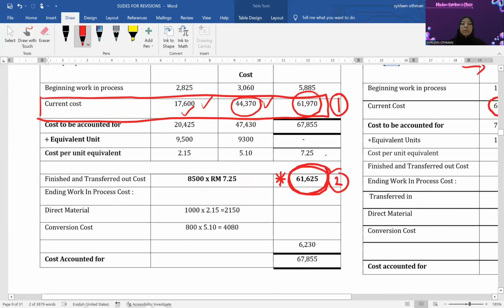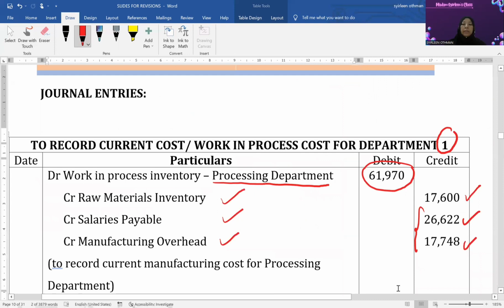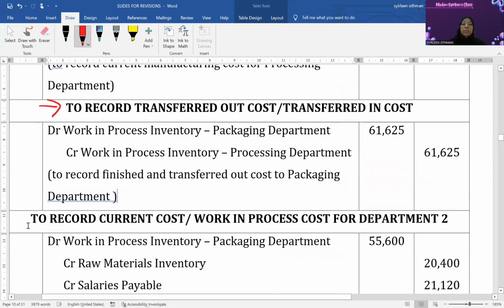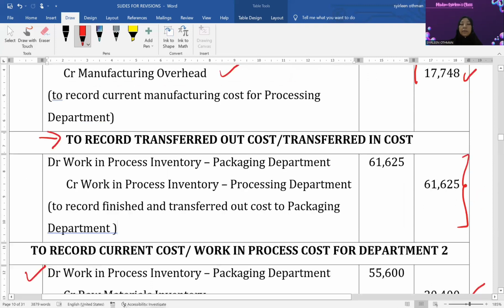Okay, so itu untuk department 1 ataupun the processing department. Okay, so let's say dia nak catat record the current cost. Okay, so this is transferred out daripada processing hantar ke packaging. Tapi di packaging dia ada cost dia sendiri. So cost dia sendiri sama juga, kita akan debit work in process inventory, kita akan credit raw materials, kita akan credit salaries payable, kita akan credit manufacturing overhead. So how do I get this figure from?